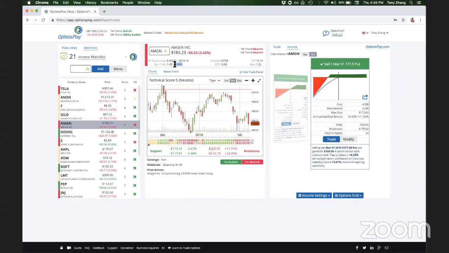again. You come back to options play, plug in Amgen, and it will instantly spit out an expiration date and strike price for you to sell another cash secured put. And this is all designed to make your life as simple and as easy as possible.